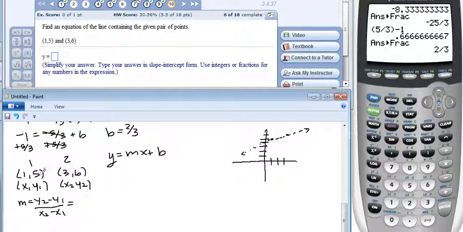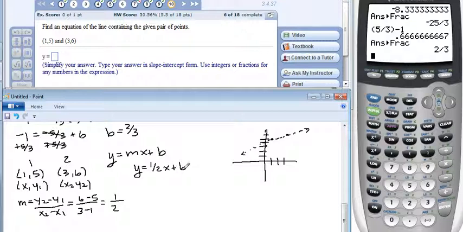So I've got 6 minus 5, right? And I've got 3 minus 1. 6 minus 5 is 1. 3 minus 1 is 2. So there's my slope, 1/2 x plus b.